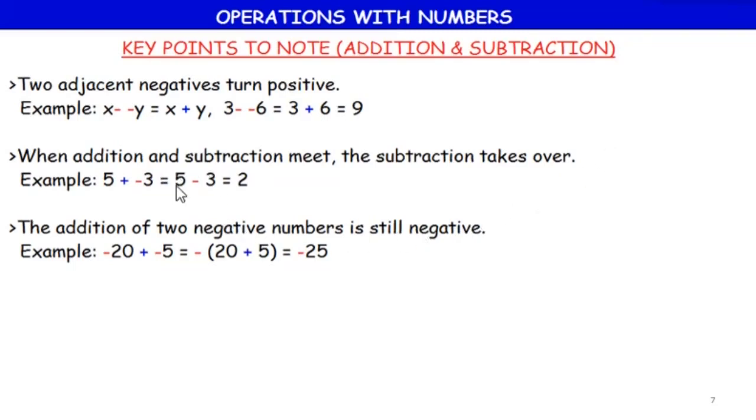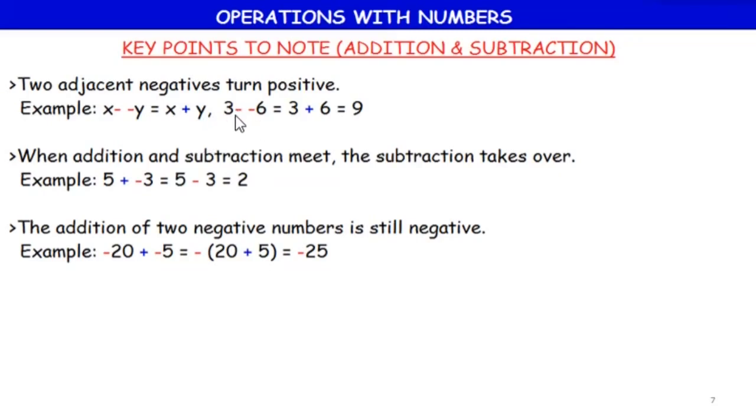Okay, so the first point here is that two adjacent negatives turn positive. What this means is that when two negatives meet, they turn into a positive operation. For instance, if you have x minus negative y, because these two negatives are meeting side by side, they are going to change into the plus sign. So x minus negative y is equal to x plus y.